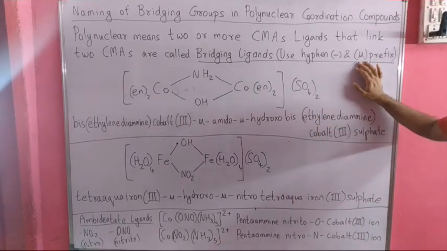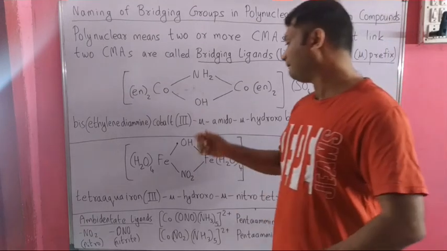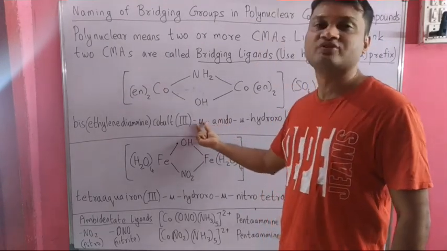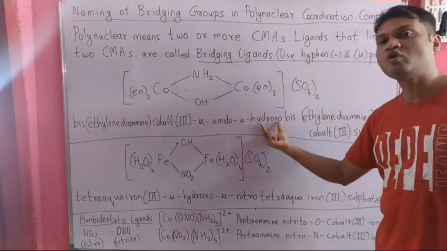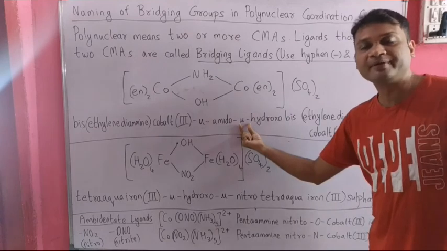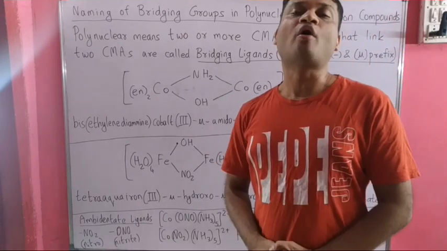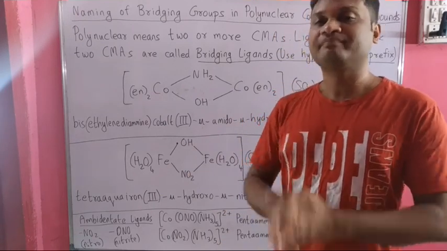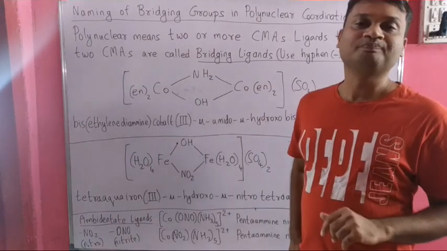Also we will use the prefix mu before the ligand. For example, in this case the ligand is amido, so we use the prefix mu. Then here we have another ligand which is hydroxo, we use the prefix mu. So this is how we name the polynuclear coordination compounds with bridging ligands in them. So the name of this compound, let us see how to do.